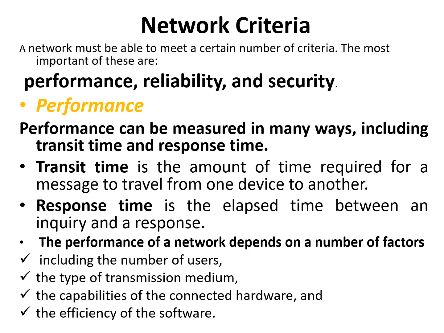Now let us discuss the network criteria. A network must be able to meet a certain number of criteria, and they are listed as performance, reliability and security. When we talk about performance, it can be measured in many ways, including transit time and response time. What exactly is transit time? Transit time is the amount of time required for a message to travel from one device to another device. Then what exactly is response time? It is the time between the inquiry and the response of a message.